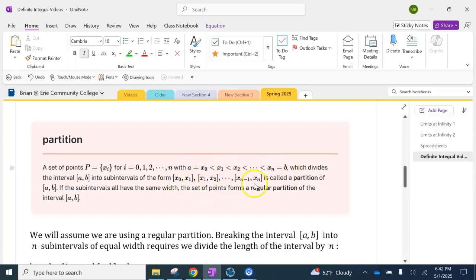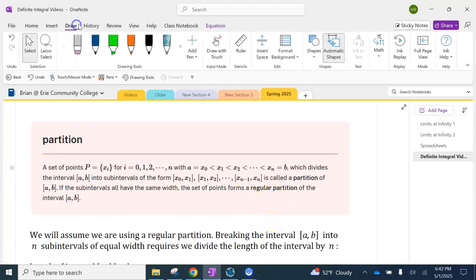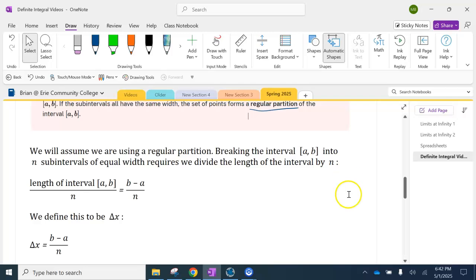That's going to dictate n subintervals with those left and right endpoints. If all the subintervals have the same width, again, we refer to that as a regular partition. Most of the time, we're going to be working with regular partitions. All right. Okay, some more of the details.